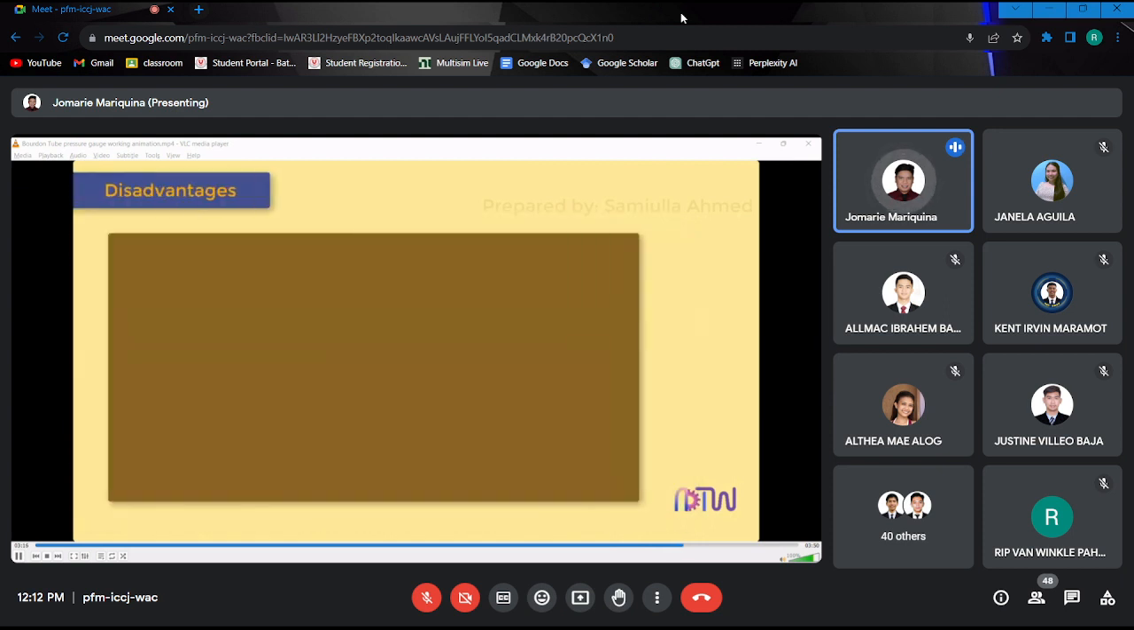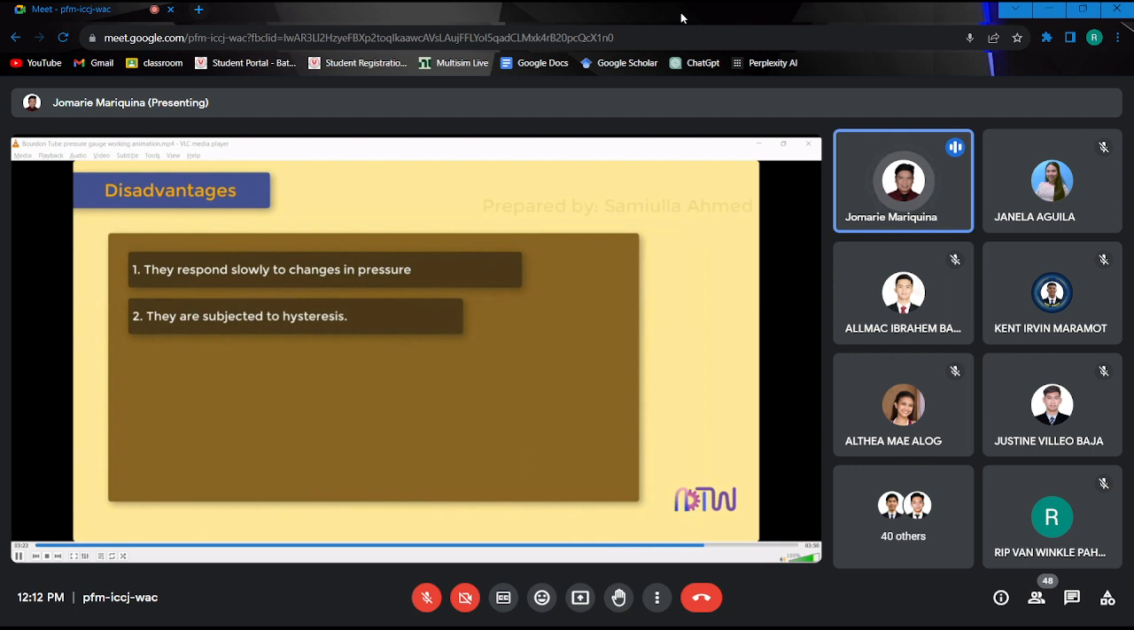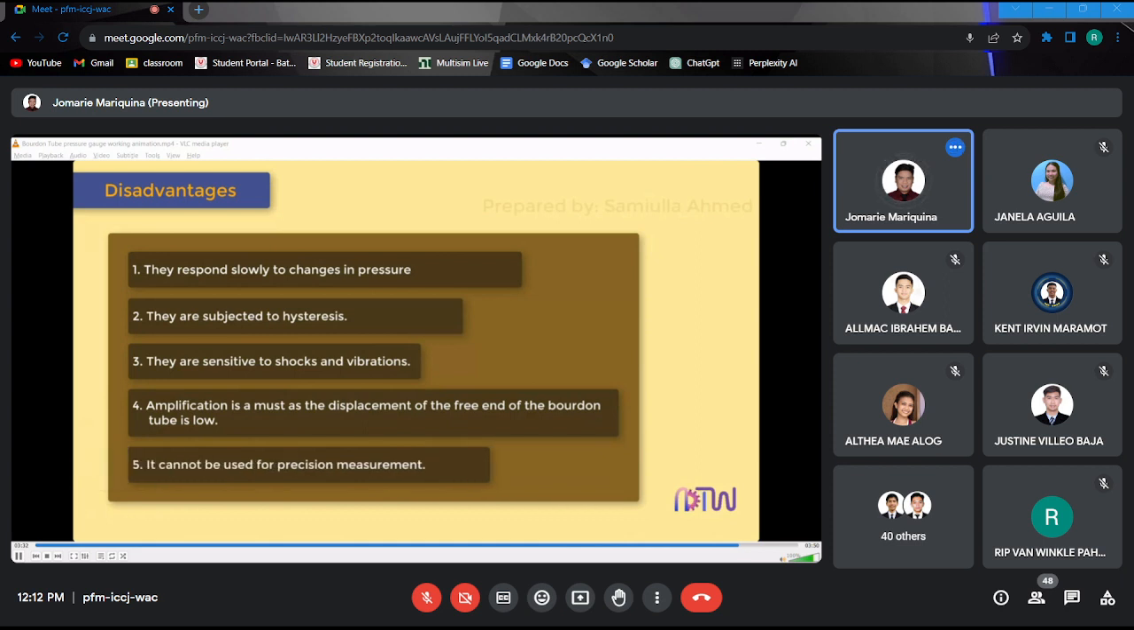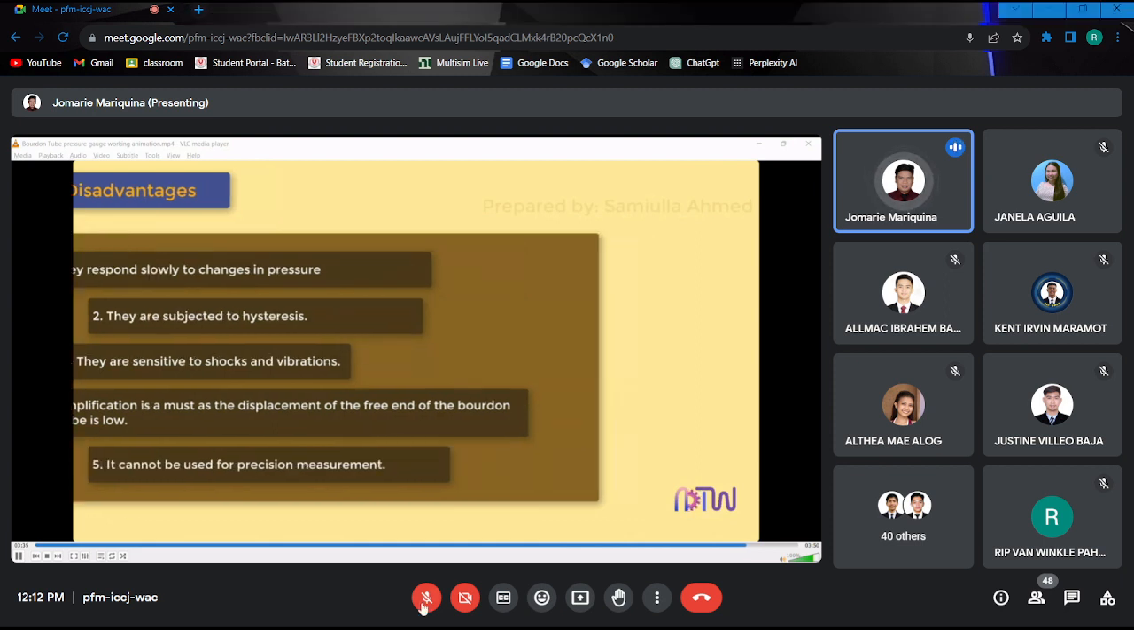Disadvantages of Bourdon tube pressure gauges. One, they respond slowly to changes in pressure. Two, they are subjected to hysteresis. Three, they are sensitive to shocks and vibrations. Four, amplification is a must, as the displacement of the free end of the Bourdon tube is low. Five, it cannot be used for precision measurement.